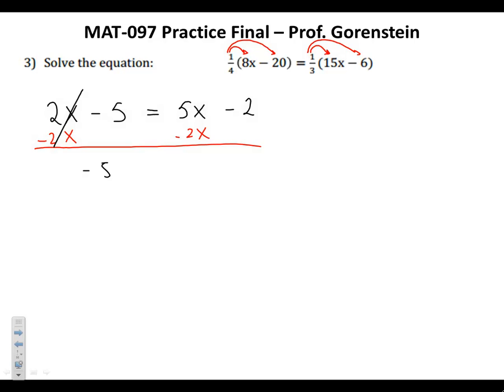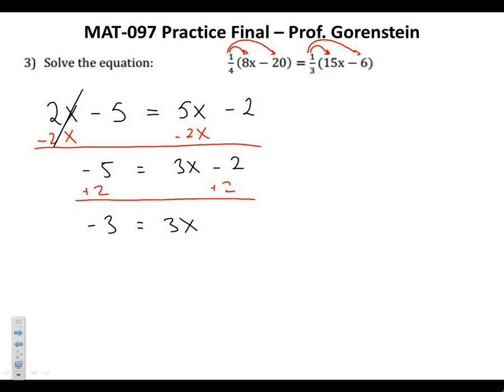So we have a -5 is equal to 3x minus 2. We have x's all on the right hand side, so now we'll bring the numbers to the left. Get rid of the -2 with a +2. Add 2 to both sides. So we've got a -3 is equal to 3x.